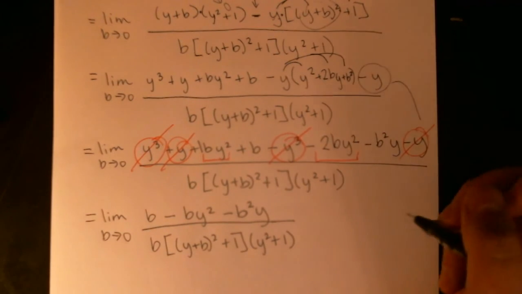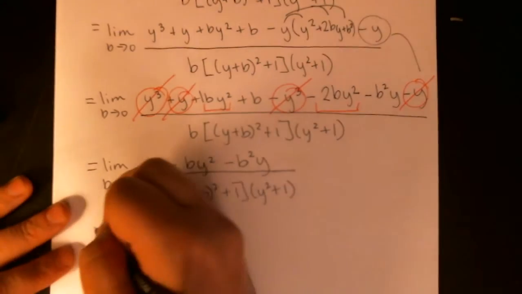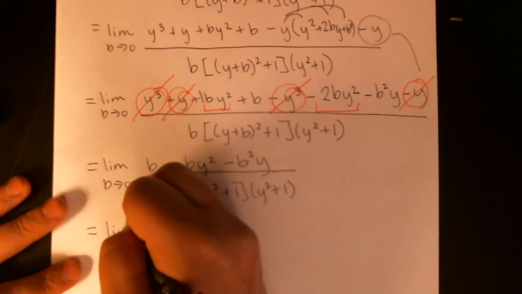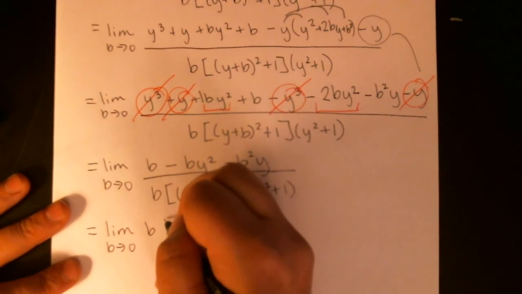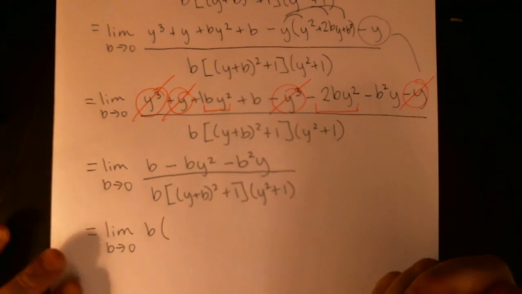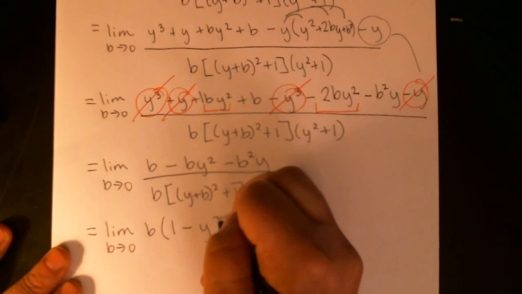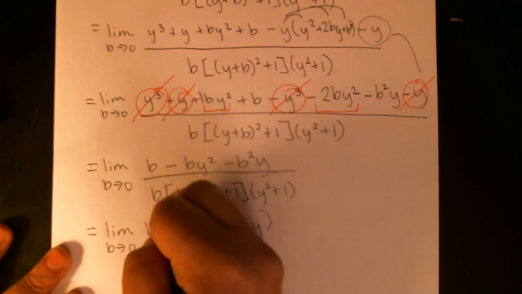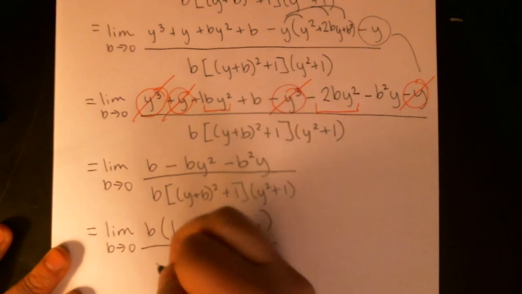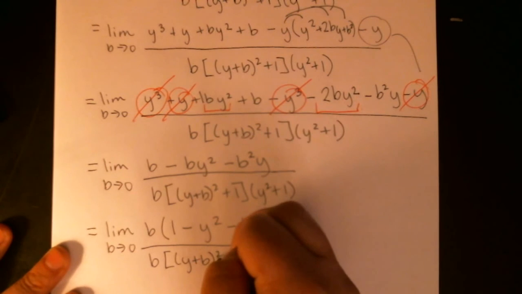So I would say, what, 2 more steps here. Let's see, I'm ready finally to factor out the b. This is my big goal. I can factor a b out of the top, and as soon as I do that, I'll be able to cancel it. So that leaves me with a 1 minus y squared minus by. And on the bottom, my same stuff.